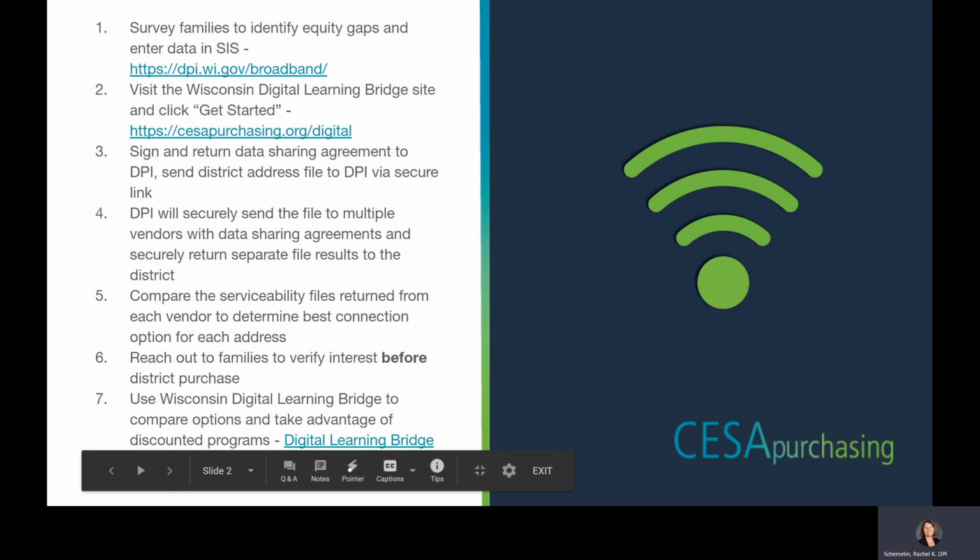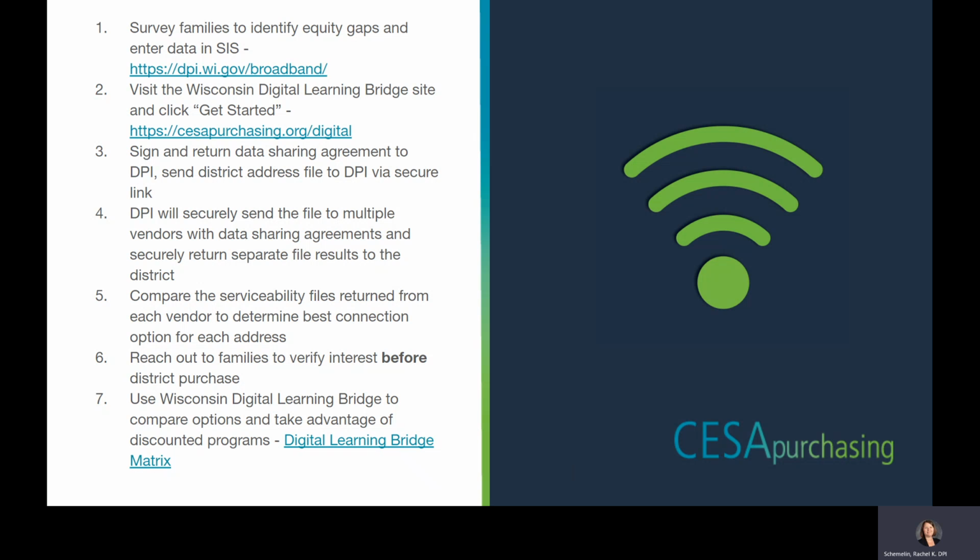After you get your individual address serviceability results back from each vendor, it's time to compare and determine the best connection options for each address. In our partnership with CISA Purchasing, we've created a one-stop shop for school districts to complete this process. You can go to the Wisconsin Digital Learning Bridge site on CISApurchasing.org/digital and click on the Digital Learning Bridge matrix to take advantage of discounted programs and to compare things in a one-stop shop.